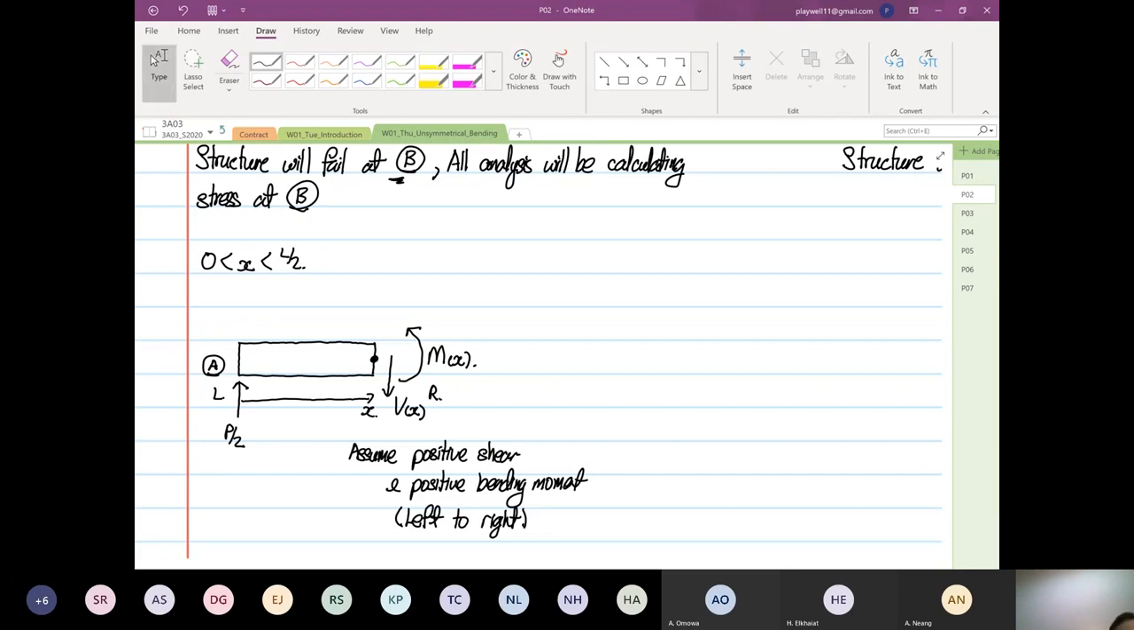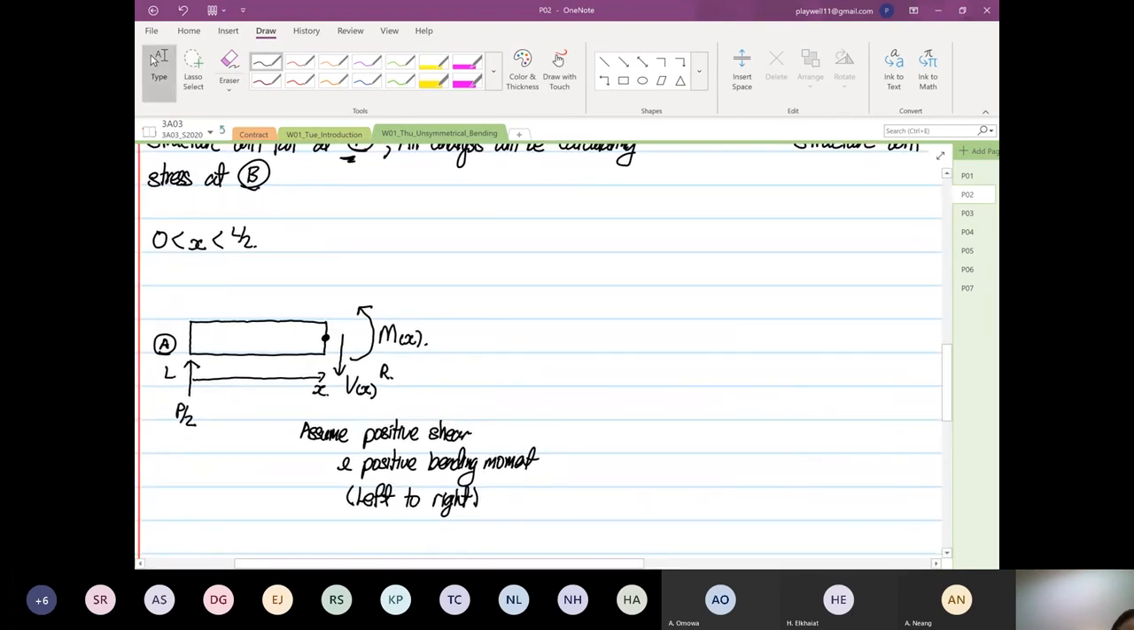Okay, so from here, we are going to do static analysis. Right, so the limits that we are forming the equation is 0 ≤ x ≤ L/2. So this is basically between point A to point B.